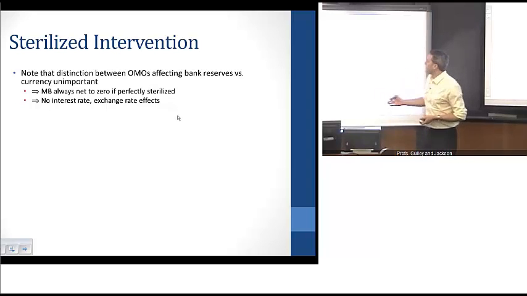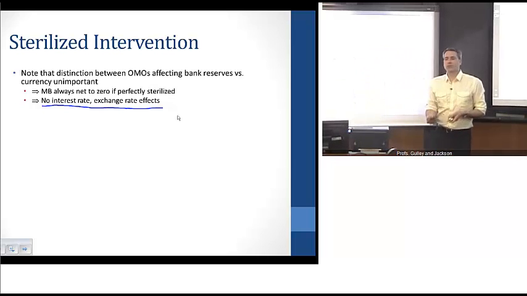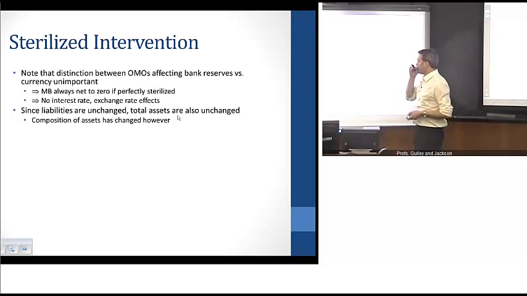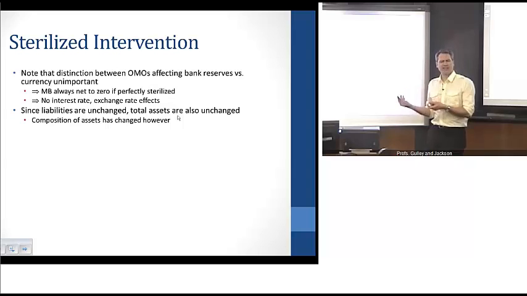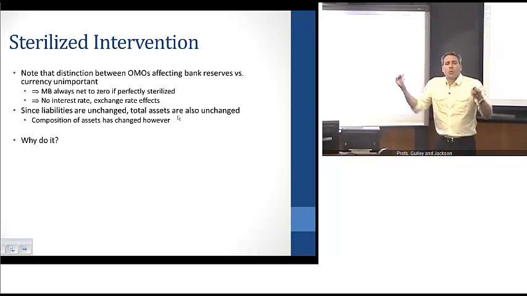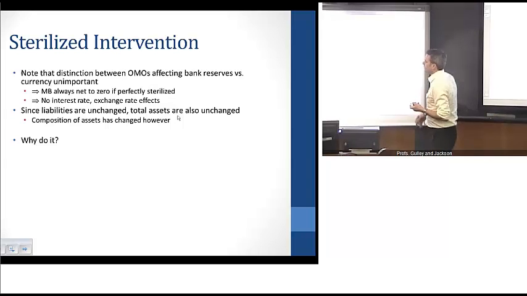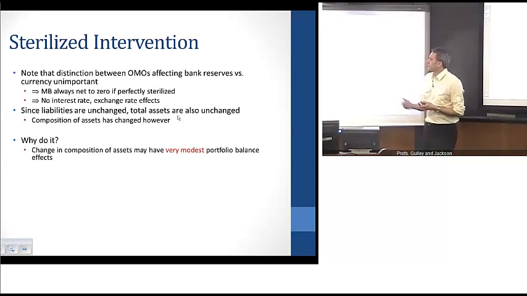And what that means is that if it's perfectly sterilized, there's going to be no interest rate and no exchange rate effects as well. As I talked about before, liabilities are unchanged, so the total amount of assets is unchanged. The only thing that happens is there's perhaps a differential in the composition of those assets. So a natural question to ask is, why would central banks actually do this? What's the point if nothing really changes other than some accounting numbers?